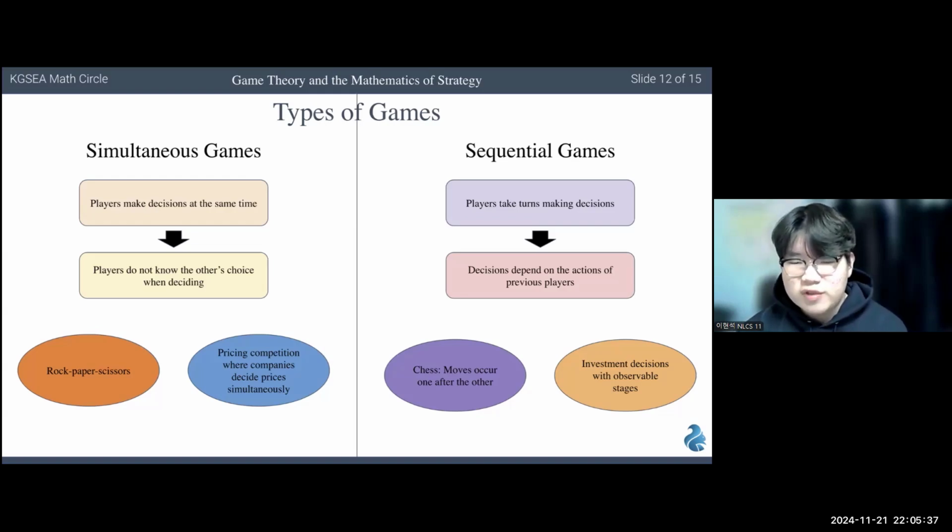So in chess, moves occur one after the other, of course. One player takes a turn and another player takes a turn. And essentially in chess, people make decisions based on the decision that the other player has made previously. Also, in investment decisions, people are making investment decisions with observable stages, such as the market patterns that have been observed in the past.